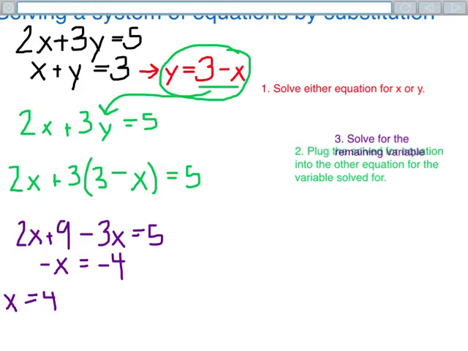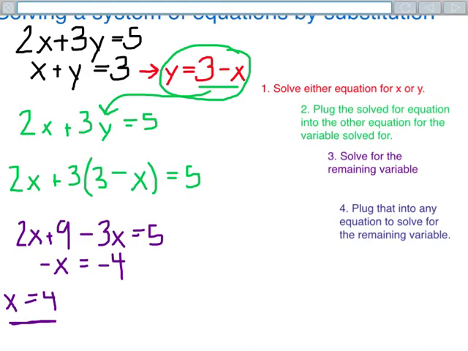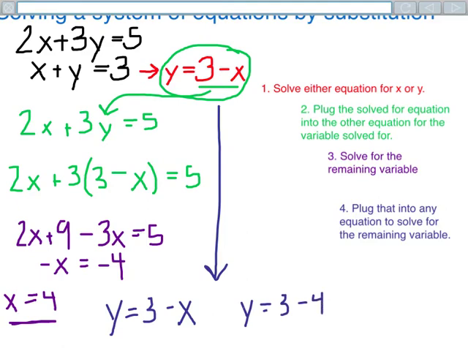Now you have one of the variables solved for here. So the last step, we will plug that into any equation to solve for the remaining variable. The easiest equation to solve for here is the one that you use substitution on. So we have y equals 3 minus x. So you just plug 4 in, and you get y equals 3 minus 4, so y equals negative 1. Now substitution is usually the easiest to use when one of the variables actually is already solved for, and then you can just plug in and it's pretty quick.